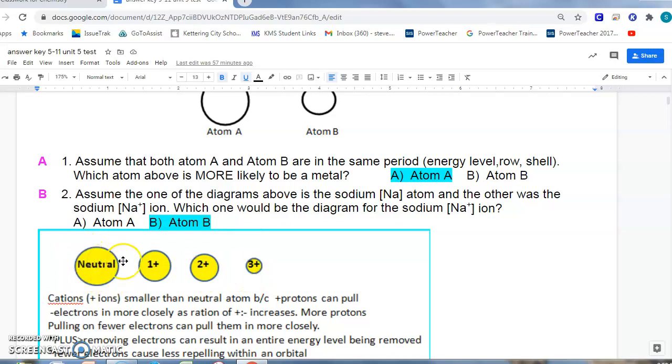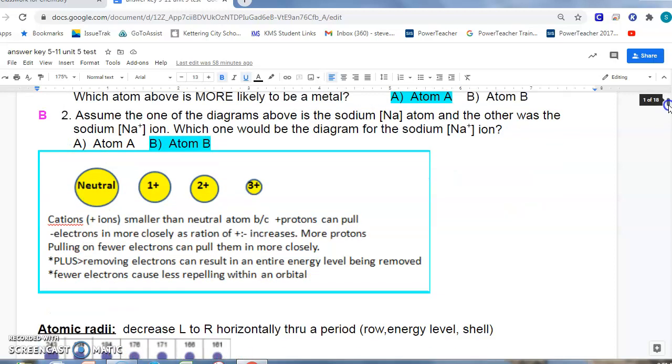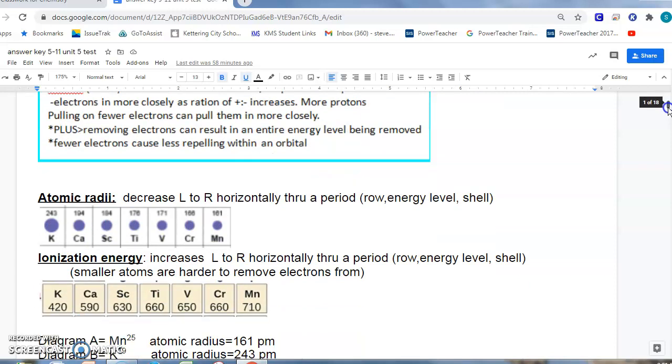So here's our neutral atom. We pull an electron off, it gets smaller. Second ionization energy is the energy it takes to pull a second electron off. It gets smaller. We go to pull a third electron off, and it's going to get smaller still. Why do they get smaller as electrons are removed? It's because the nuclear force is now having to pull on fewer electrons, so it can pull them in more closely. So letter B, that diagram would be the positive ion if A was the neutral atom. It's different than anions. When you add electrons to an atom to form an anion or a negative ion, they get bigger.